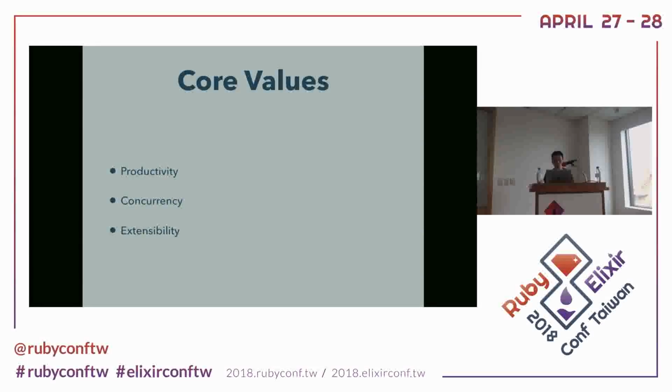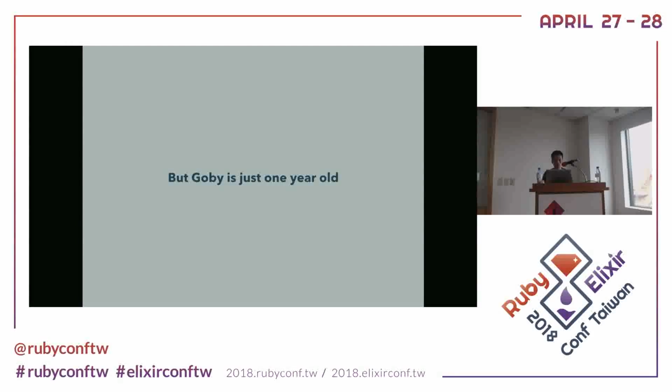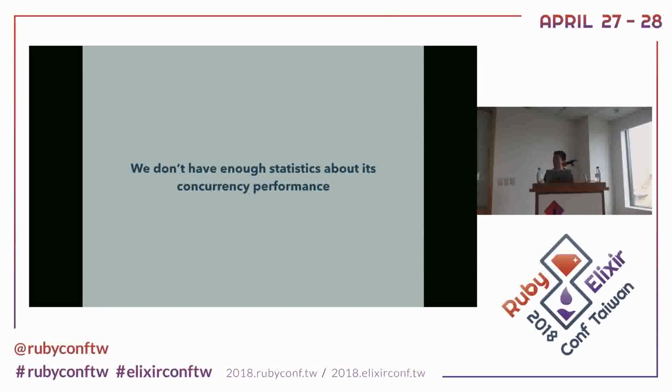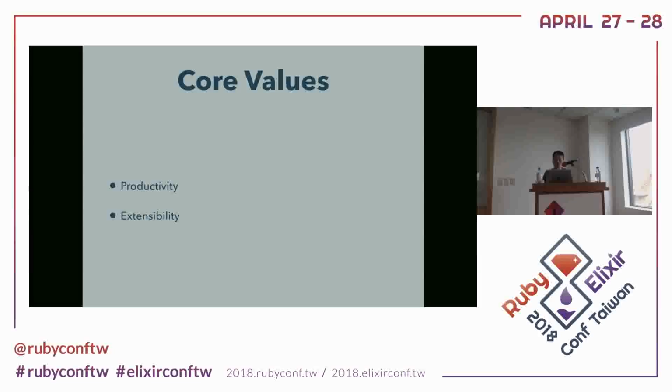I think these three visions can be converted into three simple core values, which are productivity, concurrency, and extensibility. But Gobi is only 1 year old now, and we don't have enough statistics about its concurrency performance. Also, we are still looking forward to optimizing its concurrency support. So this is why the concurrency part won't be included in this talk. And today I will mainly focus on our plan for making Gobi more productive.